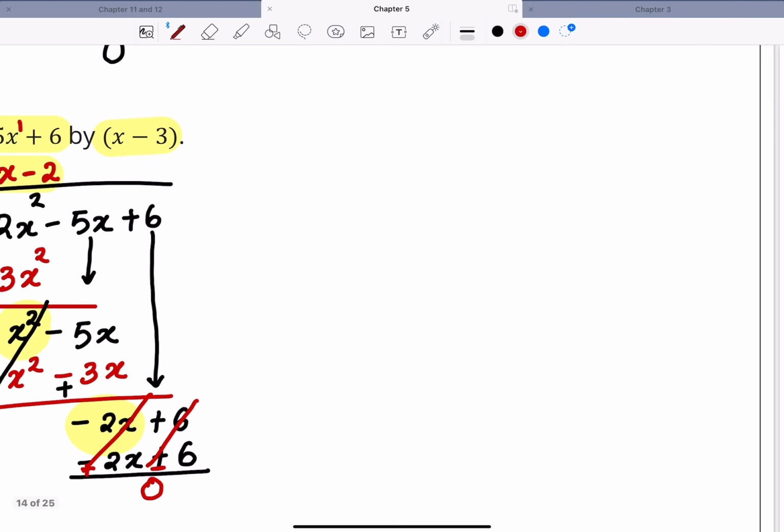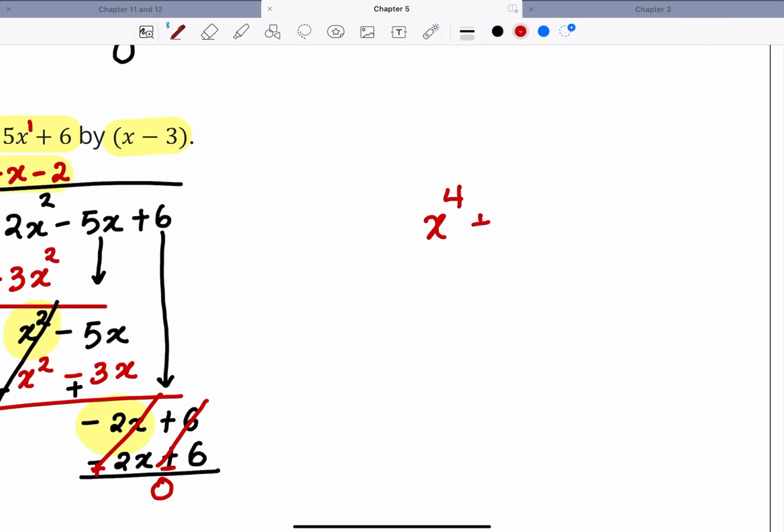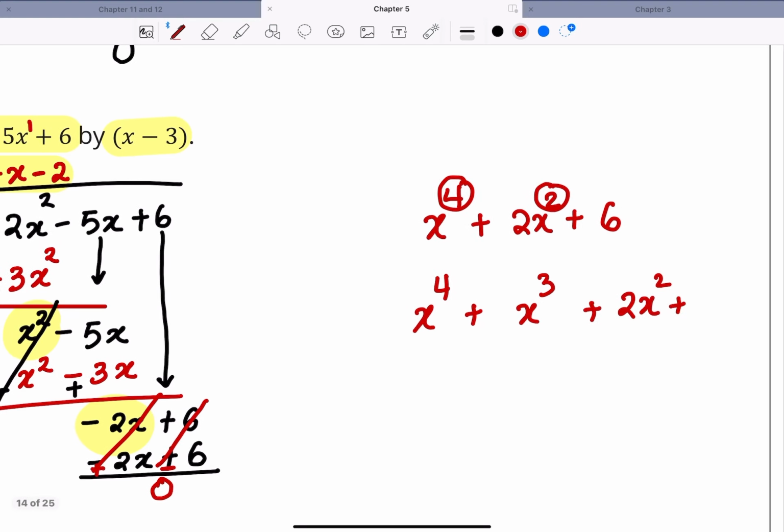Let me quickly give you another example. If I have x power 4 plus 2x squared plus 6, as you can see, I have 4, I have 2, and I have none. How should the order be? The order should be x power 4, and I should have something with x power 3. I have 2x squared. The next one should be something with x and then 6. Because I do not have these terms and I'm adding these terms, I go ahead and put a coefficient 0 and 0. That way I'm not changing the expression. It is the way it is.